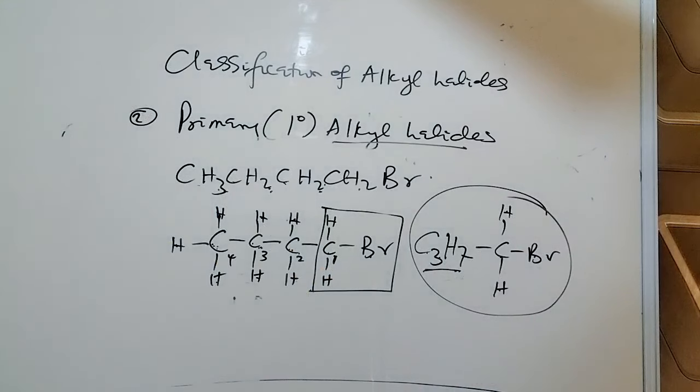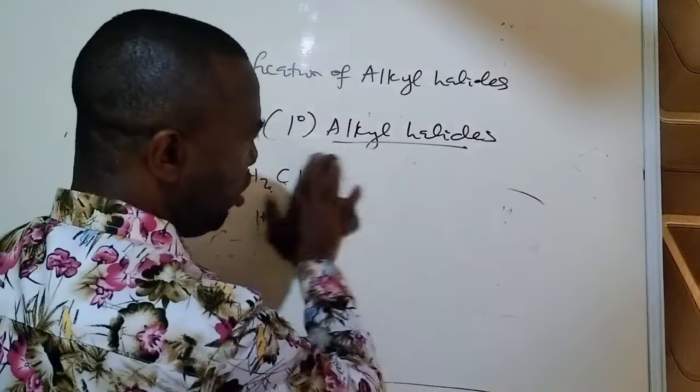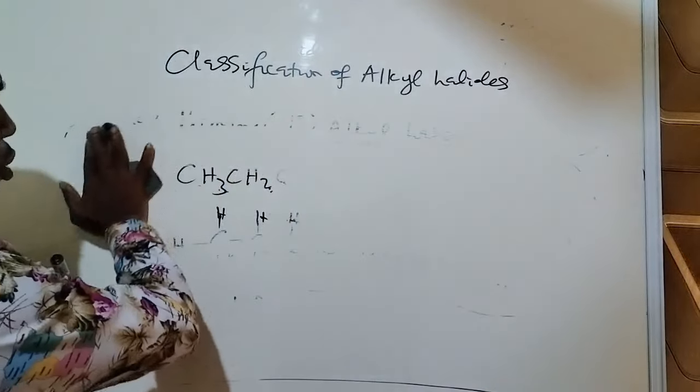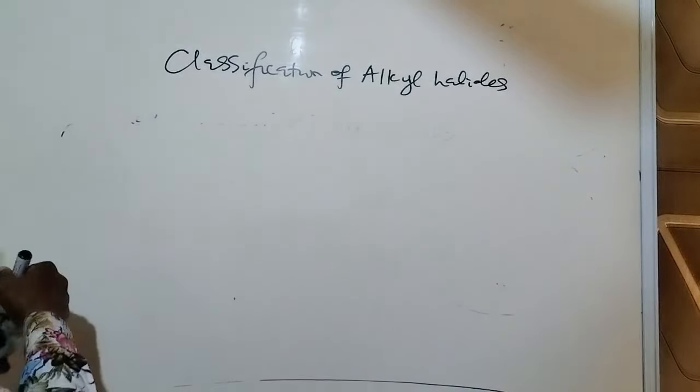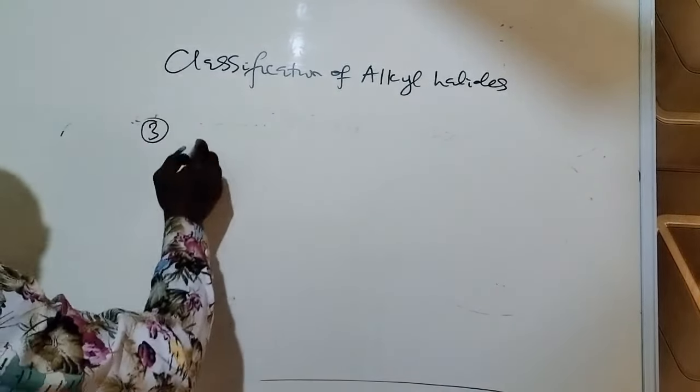So this is the second way of classifying alkyl halides. After the simplest kind, which is primary, then the third kind of classifying mono-substituted haloalkanes is what we call secondary.